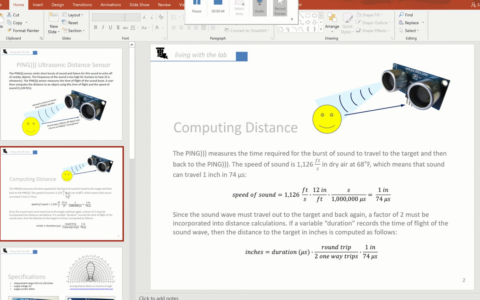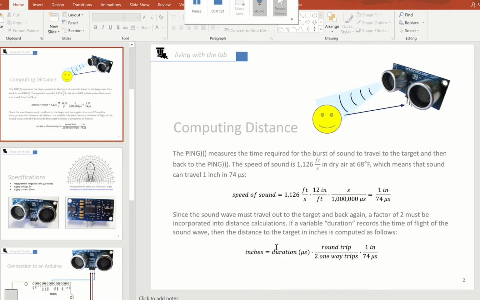So let's see how we can calculate it. The speed of sound is 1126 feet per second at ambient pressure and temperature. If you convert it to inches per microsecond, you convert feet to inches, so times 12, and seconds to microseconds, which is 10 to the power of 6. Then you calculate that for sound to travel 1 inch, it takes only 74 microseconds, right?